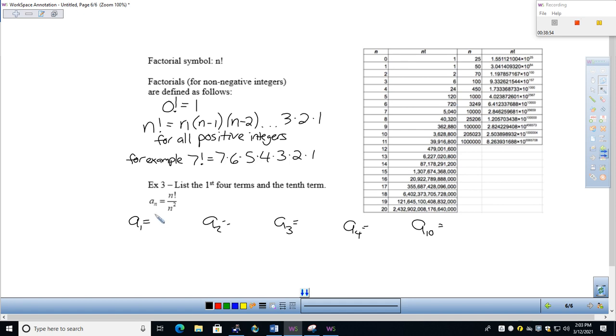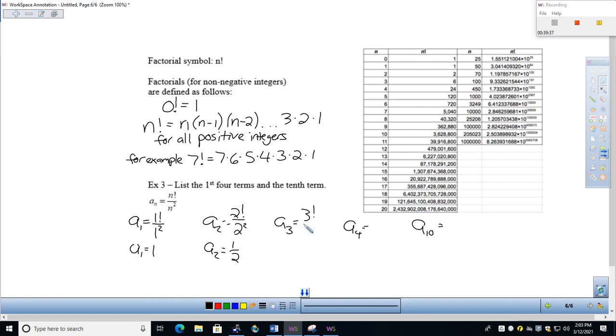So a sub 1 is literally just 1 factorial over 1 squared. 1 factorial is 1, 1 squared is 1, 1 over 1 is 1. A sub 2, 2 factorial over 2 squared. And so again, here we go. 2 factorial is 2. 2 squared is 4. So it should just be 1/2.